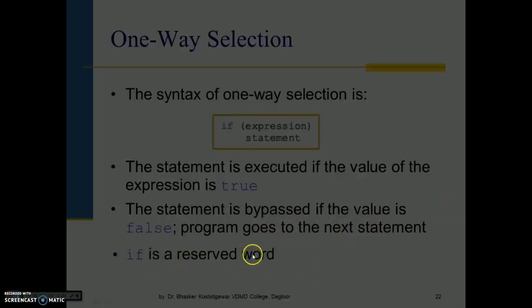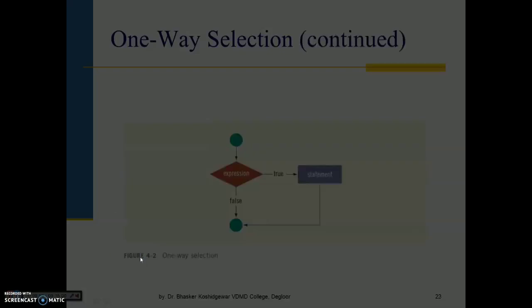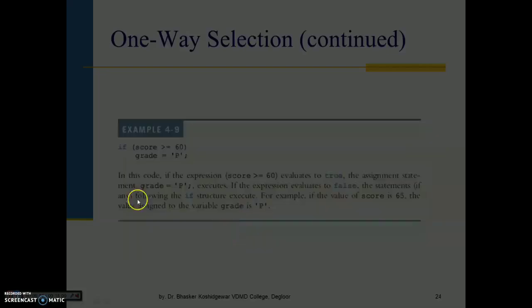If is a reserved word. There are 48 keywords in C++, and if is one of the reserved keywords of C++. This is the flowchart of the one-way selection. Here, enter the value. This is the expression or the condition. If the condition is true, then execute the statement. If the condition is false, then it is bypassed.